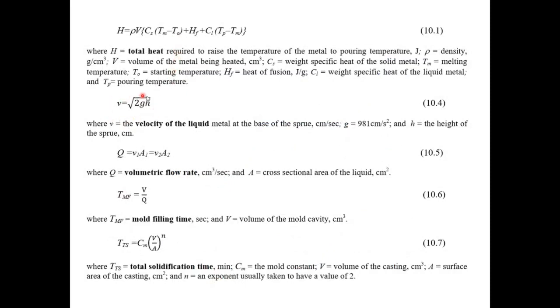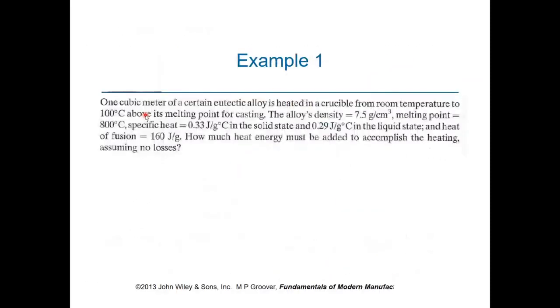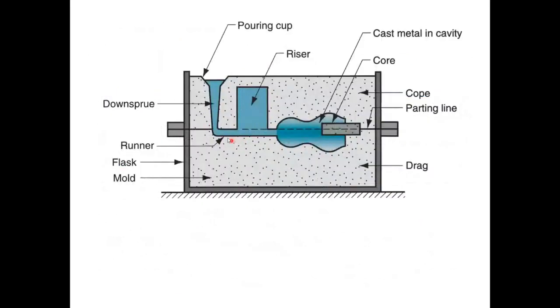And then the next equation defines the velocity of the liquid material in the down sprue, in the mold system of the casting. Let me show it here. Here we've got the down sprue, as you can see. This is what is covered in the lecture material. We've got the cavity, we've got the runner, we've got the down sprue, which has a conical shape, and we have got the riser.